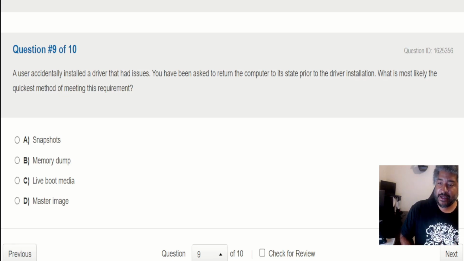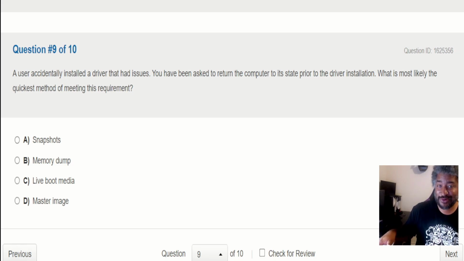So the key here is the question is asking you what is the most likely and quickest method. Okay, quickest method is the key term here. So all of these answers could potentially be right except for maybe one of them, but which one is the quickest is going to be our answer. So process of elimination, which one is completely wrong?